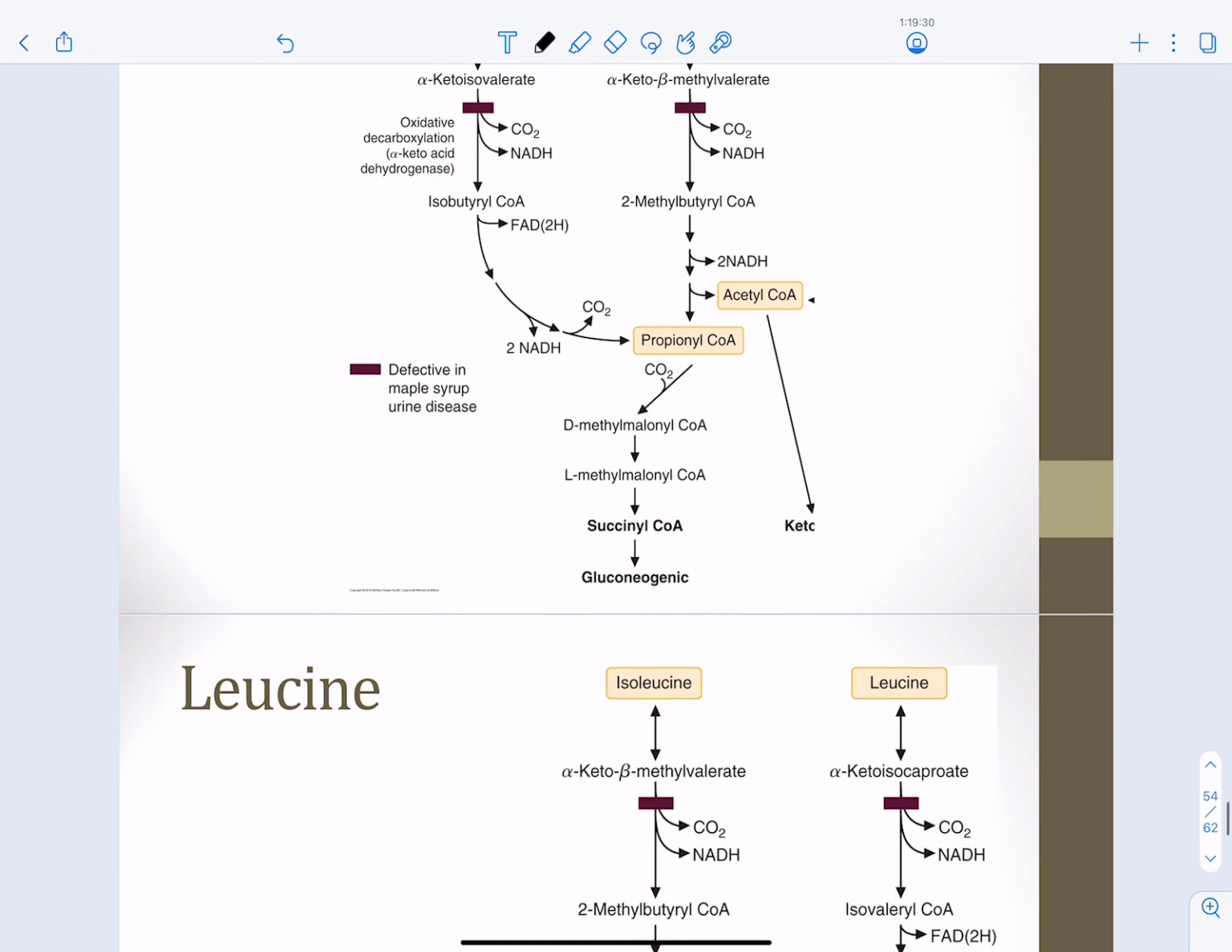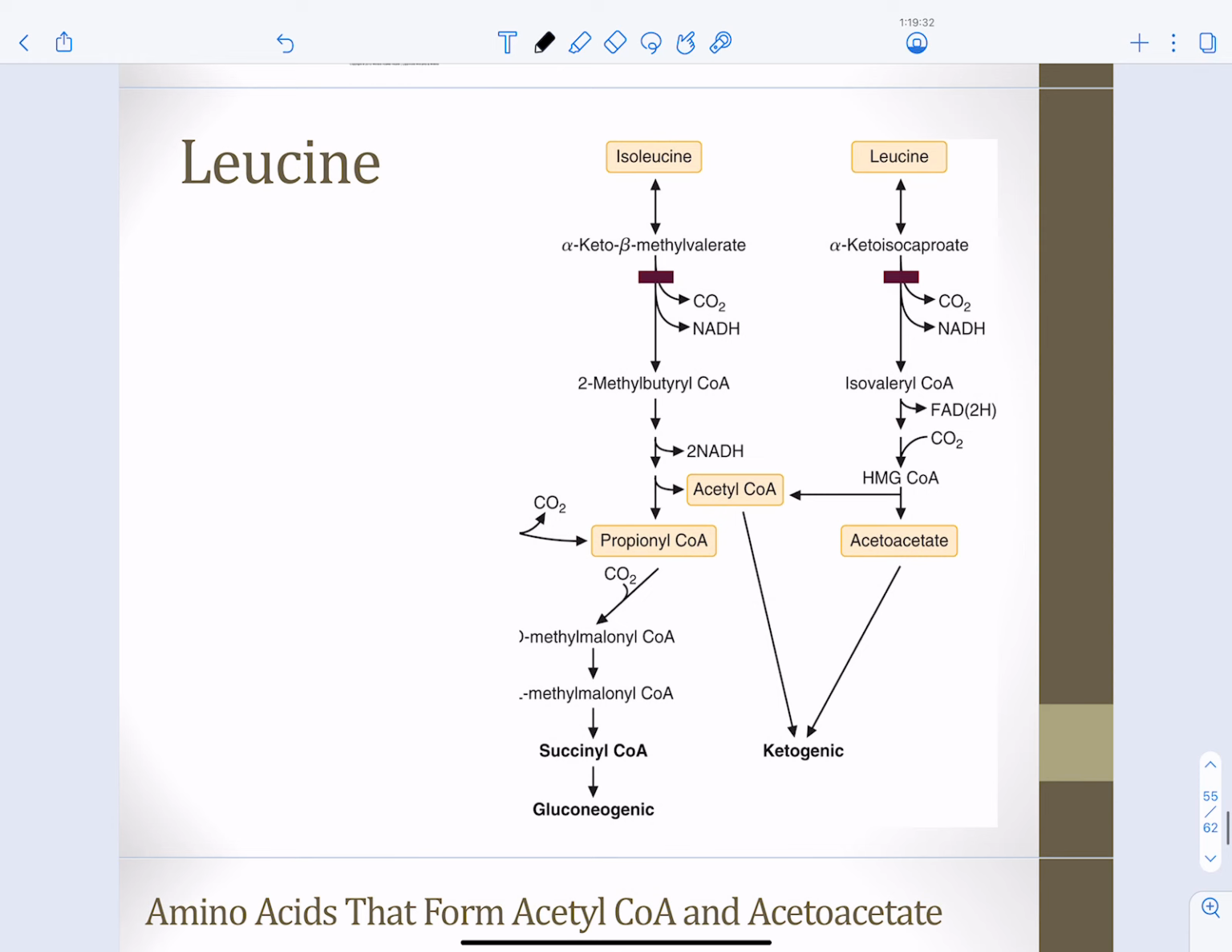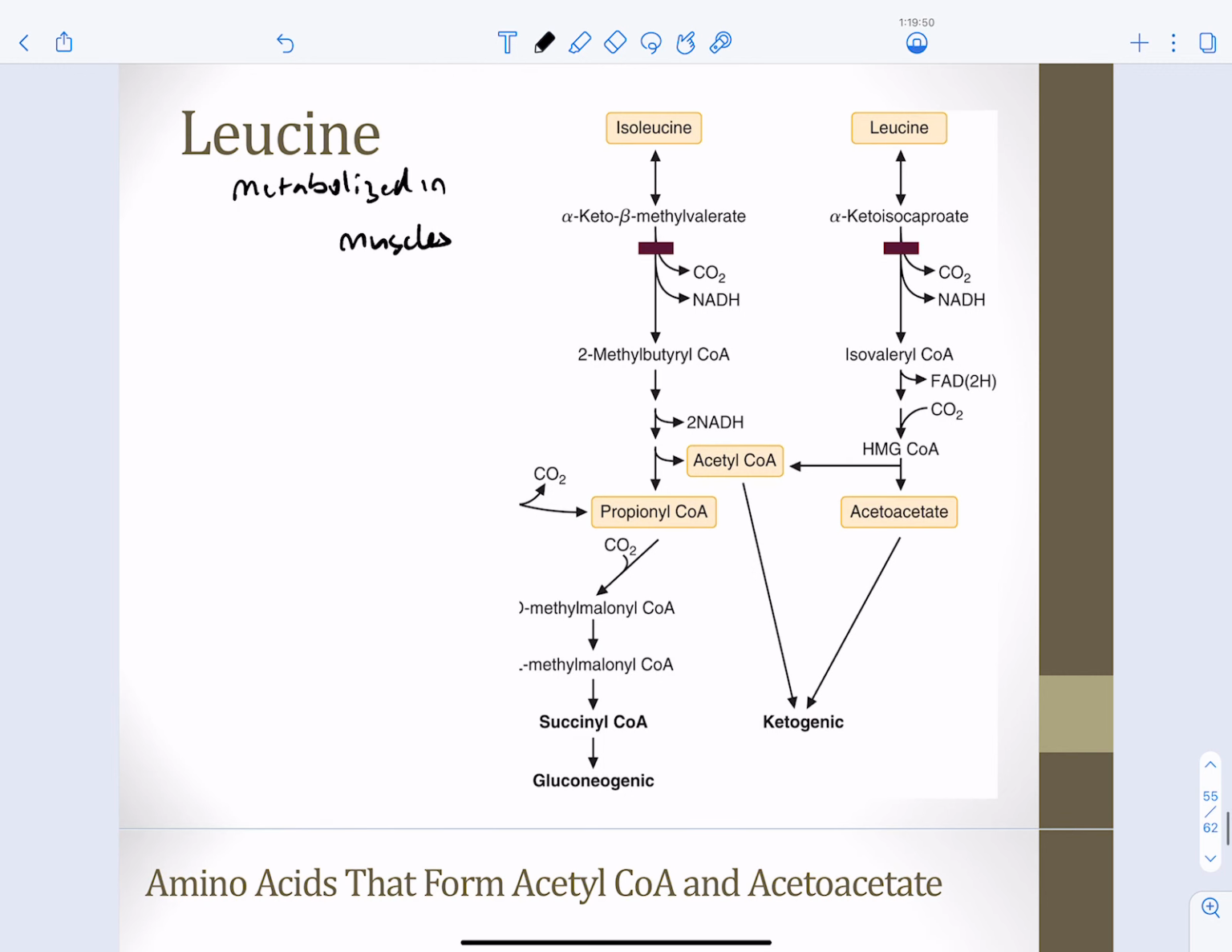Our third branched chain amino acid is leucine. Leucine is going to be primarily metabolized in muscles. Leucine is ketogenic, so leucine can form acetoacetate or acetyl-CoA. Leucine is not gluconeogenic.